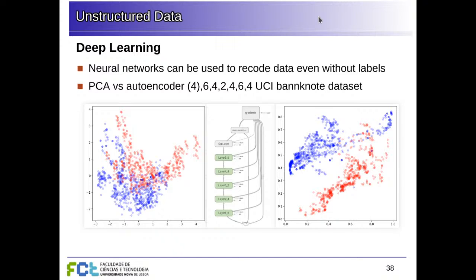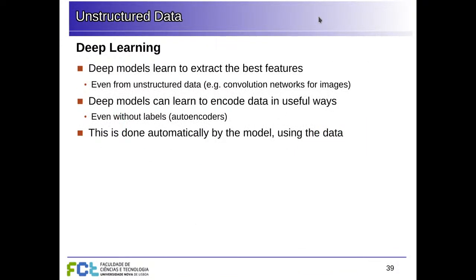So this is an example of unsupervised learning with neural networks, and is very useful for unstructured data. In this case, we use it for structured data, but we can use it for unstructured data, for images and things like that, because we can find a good representation for any kind of data that we have. So deep models can learn to extract the best features, and so they are very useful to avoid having to do this manually, extracting the right features. They can learn to encode data even without labels, even unsupervised, and this is done automatically by the model. So as we apply backpropagation, the different layers will learn different representations of the data.